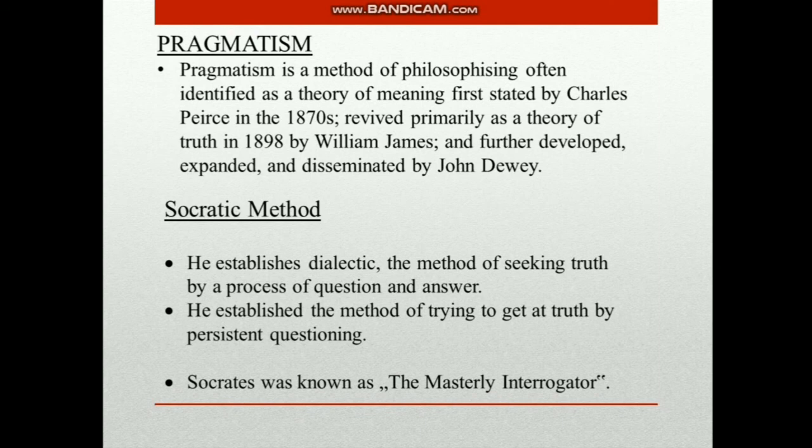The next is pragmatism. Pragmatism is a method of philosophizing, often identified as a theory of meaning, first stated by Charles Peirce in the 1870s. Revived primarily as a theory of truth in 1898 by William James, and further developed, expanded, and disseminated by John Dewey. The last is the Socratic method. He established dialectic, the method of seeking truth by a process of question and answer. He established the method of trying to get at truth by persistent questioning. Socrates was known as the masterly interrogator.